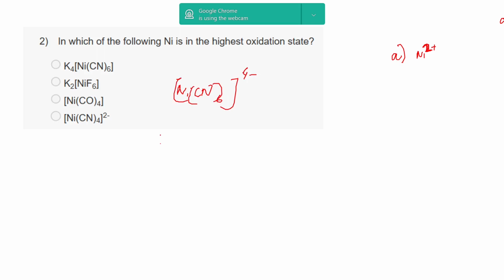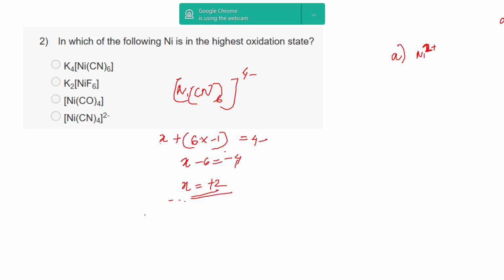So now we need to calculate the oxidation state of nickel. We don't know the oxidation state of nickel, so we'll just keep it as X. Each CN is a charged species, so each CN has one negative charge, right? And we have 6 CN. So 6 into minus 1, and it is equal to the total charge on the complex, which is 4 minus. So x minus 6 is equal to minus 4, then x is equal to plus 2. Now is it clear? Yeah, clear. Okay. So we'll go to the next, option B.